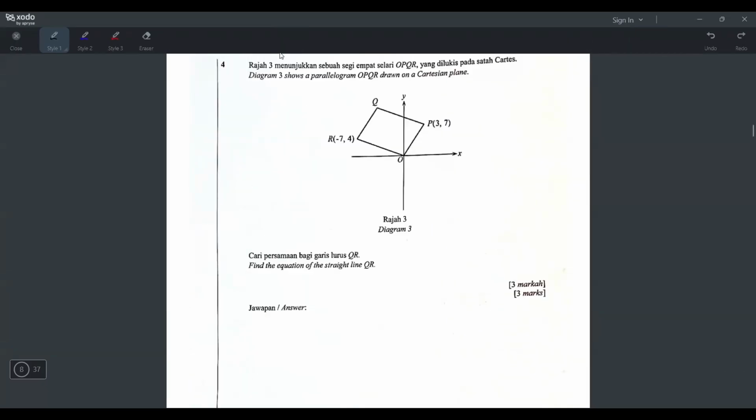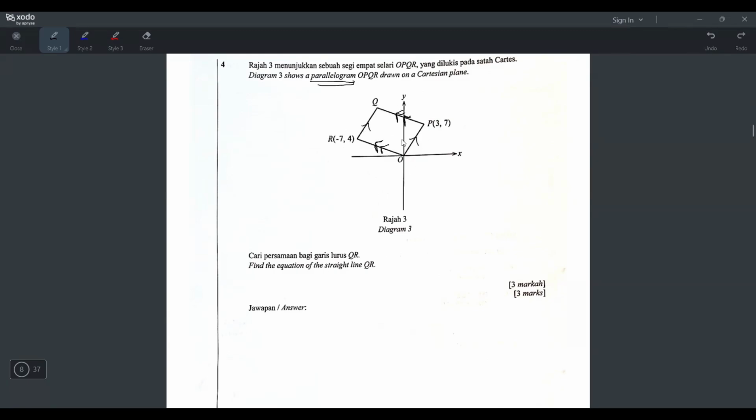Let's continue with question number 4. Let's read the question first. Diagram 3 shows a parallelogram. So when you see the word parallelogram, you have to label this, right? So you put one arrow, one arrow, and then 2 arrows here, right? I always teach my students to label like this when they give you a parallelogram.